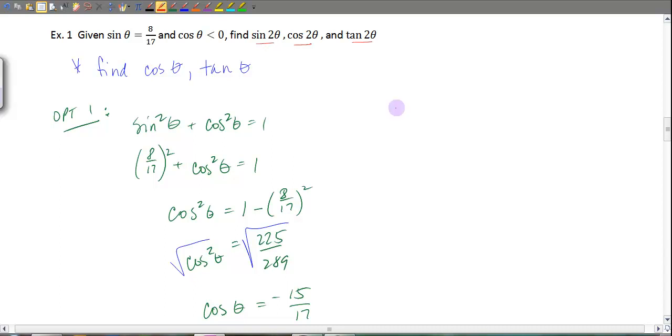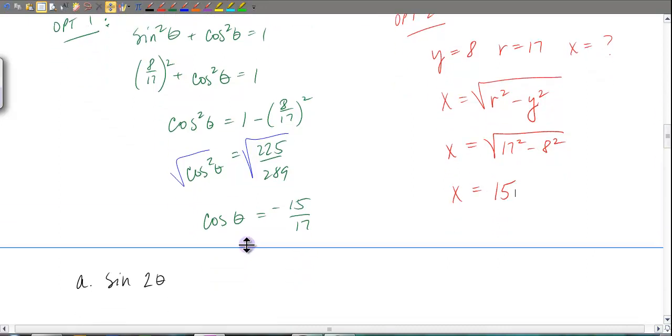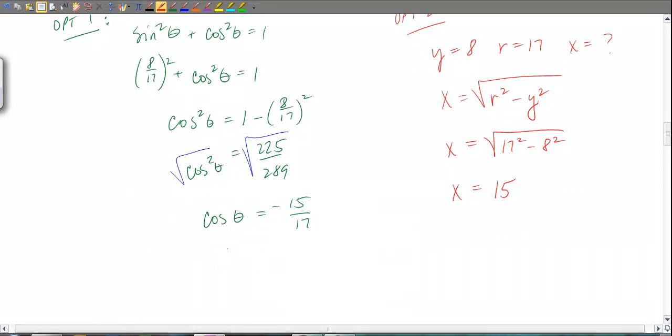The second way would be to use what we learned back in chapter 1 or the very beginning of chapter 2. If I know that the sine is y over r, I would know that y is equal to 8, r is 17, and because cosine is supposed to be x over r, I can then solve for x. So that would be the square root of r squared minus y squared. Remember, that's the Pythagorean theorem. So x is going to be the square root of 17 squared minus 8 squared. Plug that into your calculator and you'll see that sure enough, that's 15. So we have a couple of different ways that we can find what we're looking for. One way or the other, whether you use the Pythagorean identity or this other method, we're still going to come up with what cosine theta is.